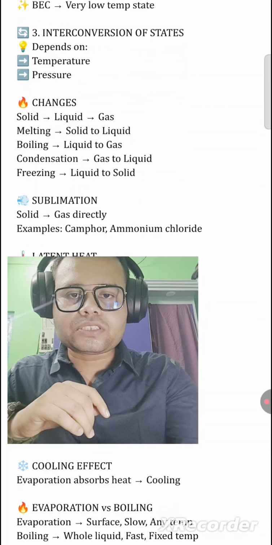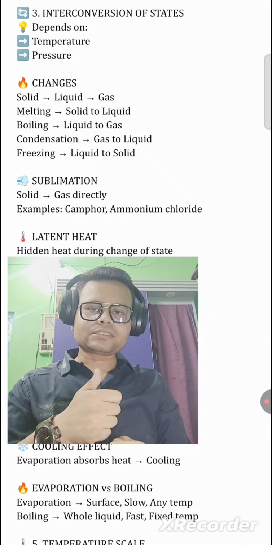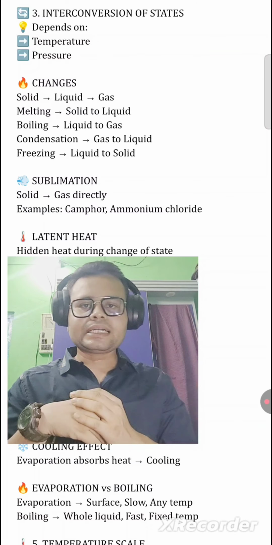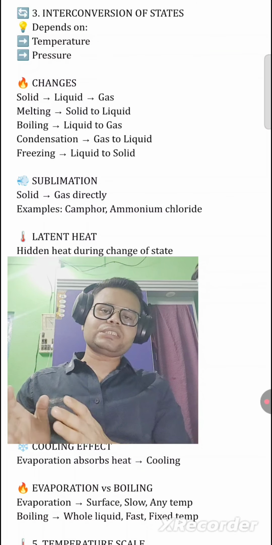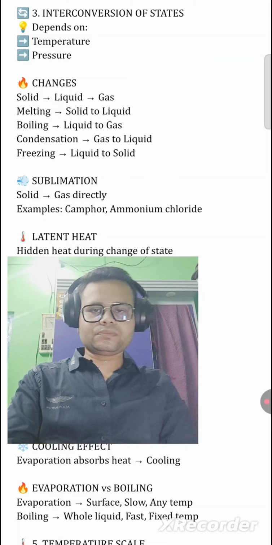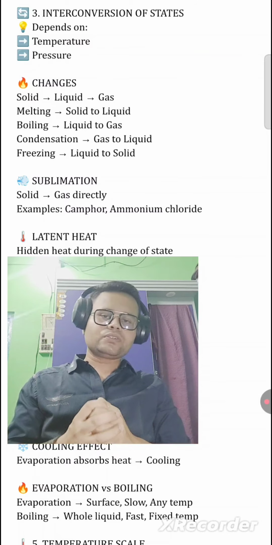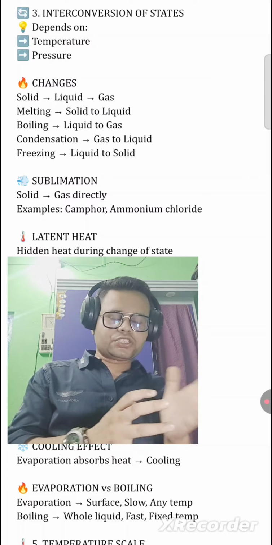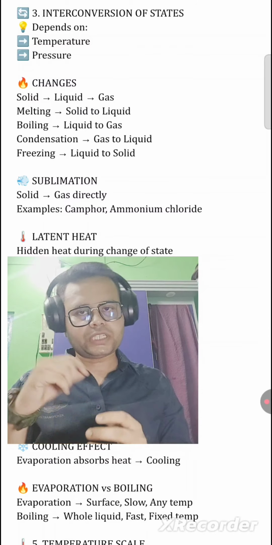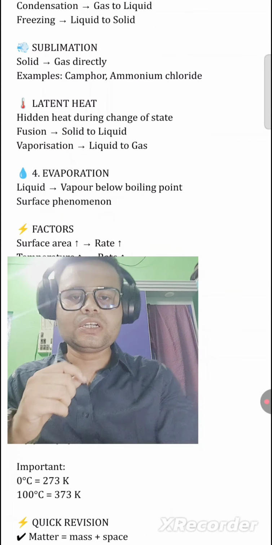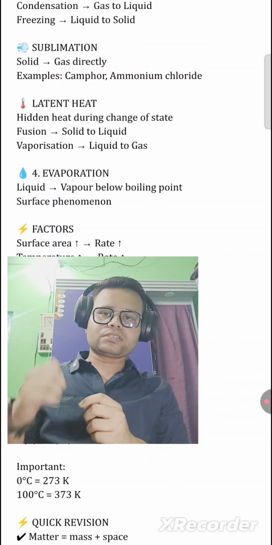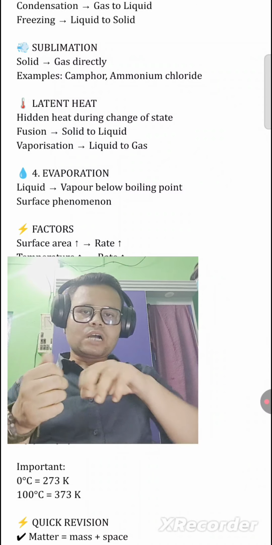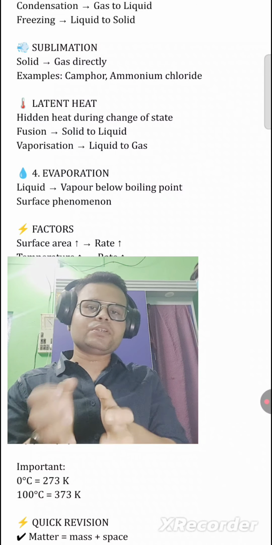What types of changes can you see in solid, liquid and gas? Melting is solid to liquid, boiling is liquid to gas, condensation is gas to liquid, and freezing is liquid to solid. These are changes from one state to another. Next, sublimation. In sublimation, a solid changes directly into gas. For example, camphor and ammonium chloride undergo sublimation.